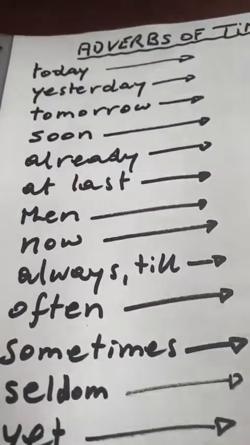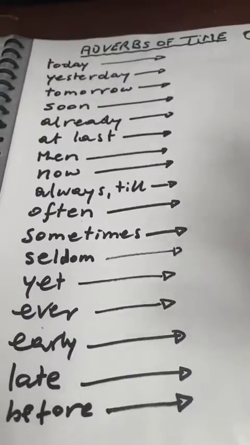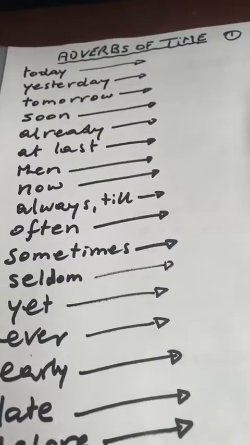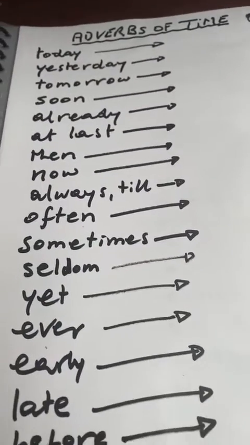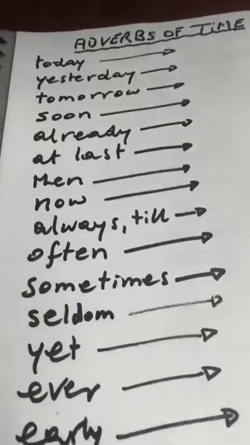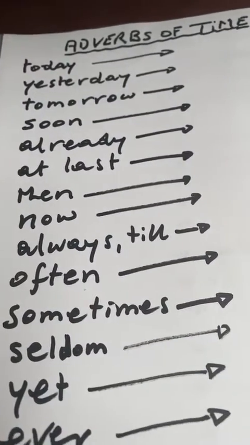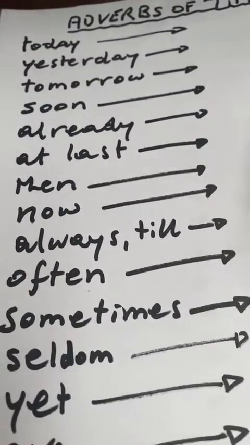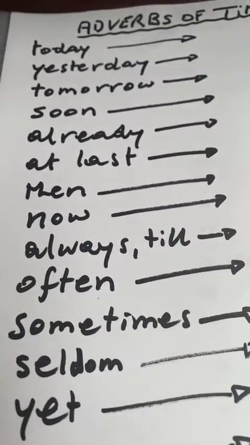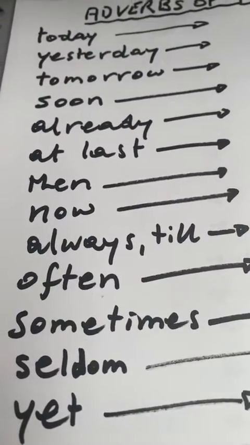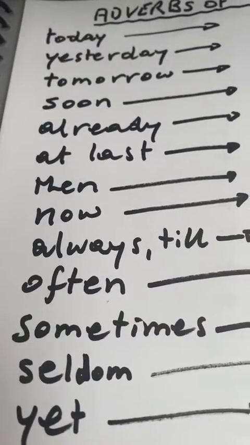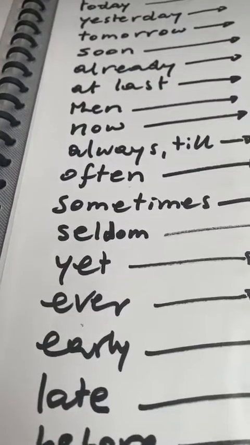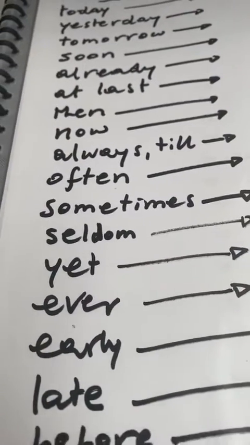Adverbs of time. Now, as I said, this applies to all languages. This is in English. In Italian, people say, oh, he's teaching Italian and using English. Oh, but this is for you. You can look it up. Today is an adverb of time. Yesterday and tomorrow are adverbs. That's the classification in some of the books that I've looked at. Soon, already, at last, then and now, always, till, often, sometimes, seldom.